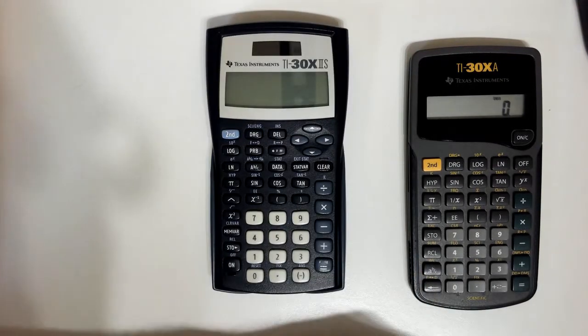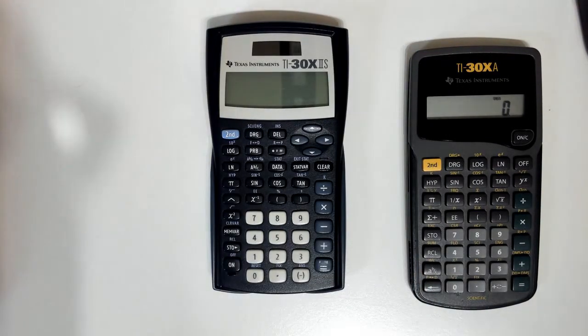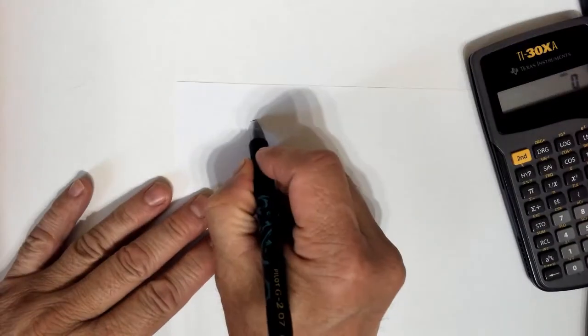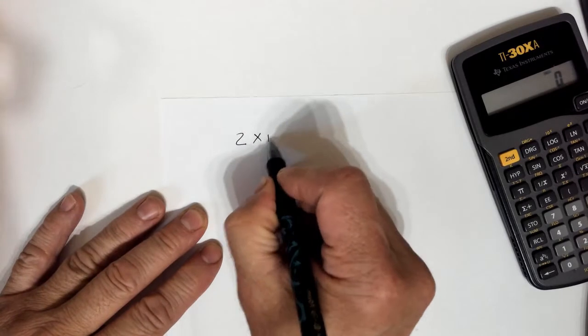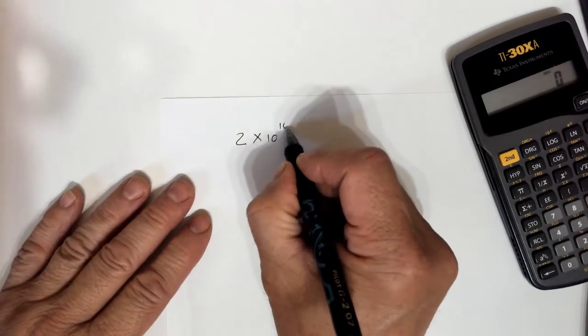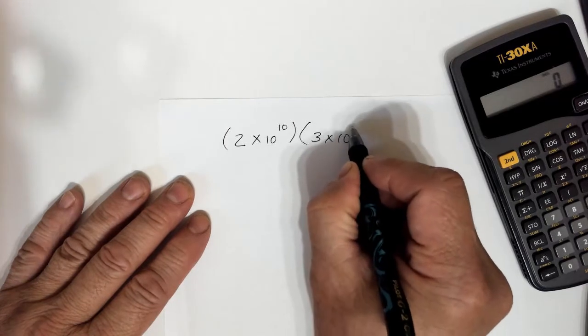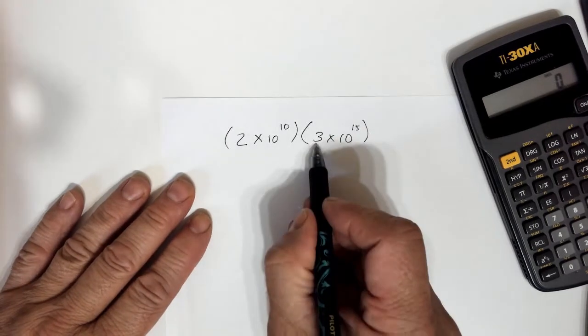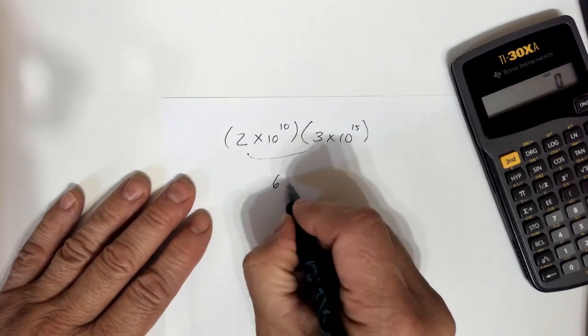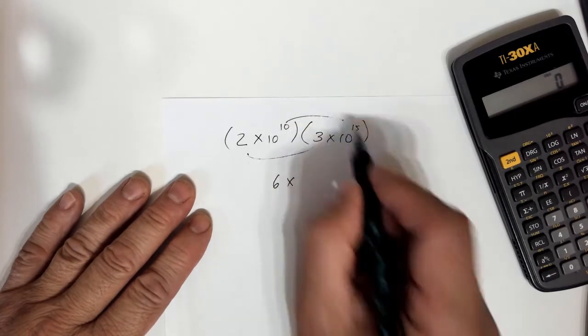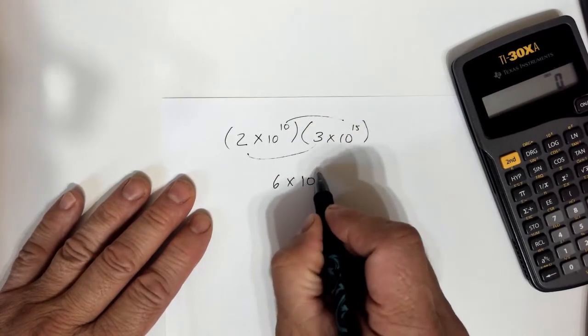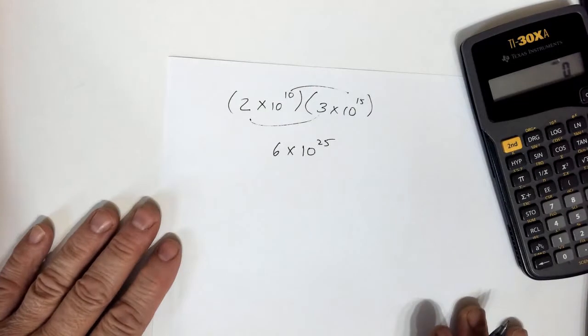So for example, we know that 2 times 10 to the, let's say, 10th multiplied by 3 times 10 to the 15th. You just multiply the two numbers, so you get 6, and then you just add these two exponents. So the answer would be 6 times 10 to the 25th.